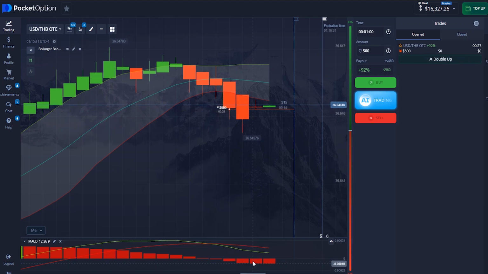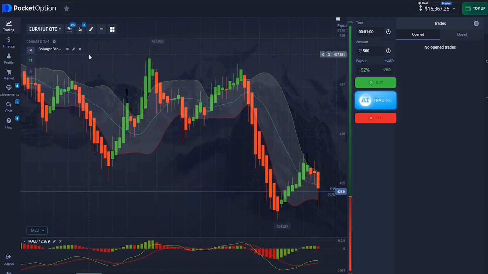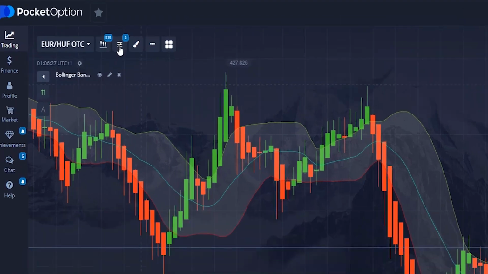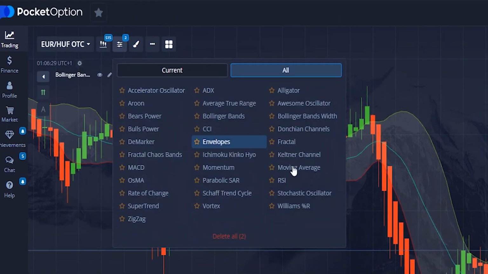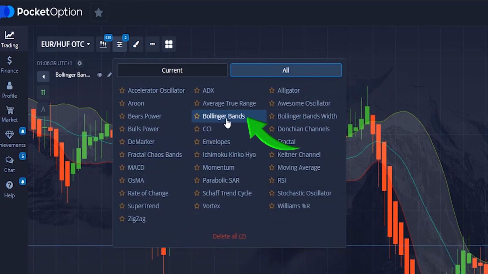This strategy is a simple one, as I've said, and it comes with two indicators. The first one is the Bollinger Band, and the other is MACD. For those of you that don't know where to locate them, you can come over right here. You can see this is where you can choose your indicators. Right here you can choose your MACD and your Bollinger Band.